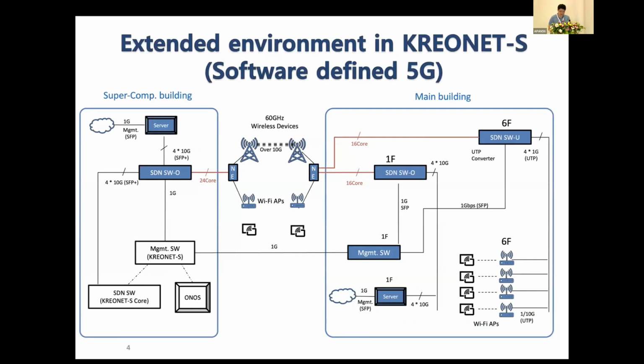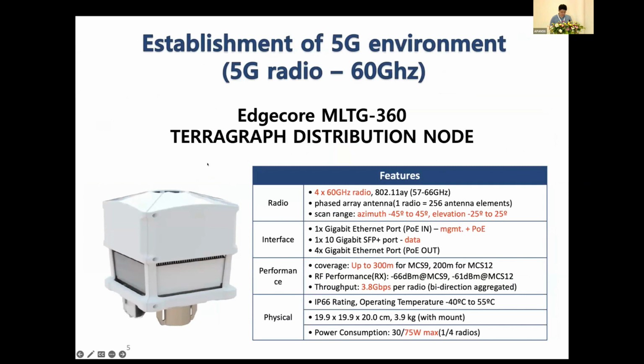Now, CrayonNet-S expands to the wireless network. So you may see this picture. KISTI has several buildings, and the main building and the supercomputer building are connected by a 10 gig wireless link. This is the Edgecore 60 gigahertz Wi-Fi AP. It has four radios, and each radio has phased array antennas on each side. Because the square has four sides, each side's radio can reach up to 30.8 Gbps, up to 300 meters.